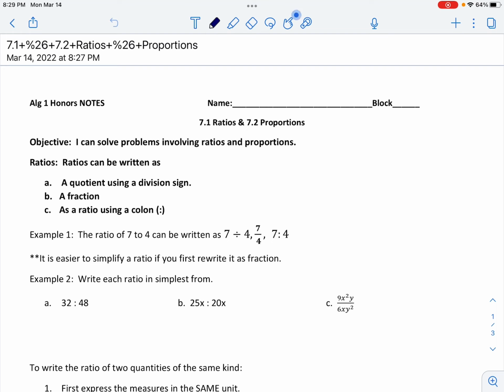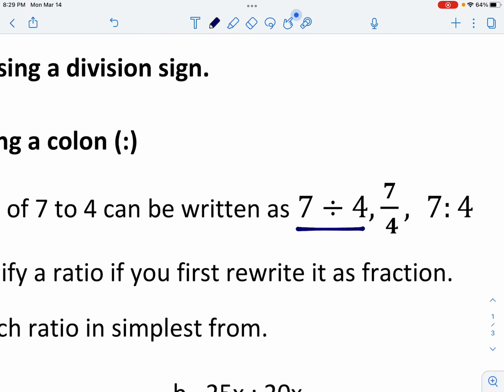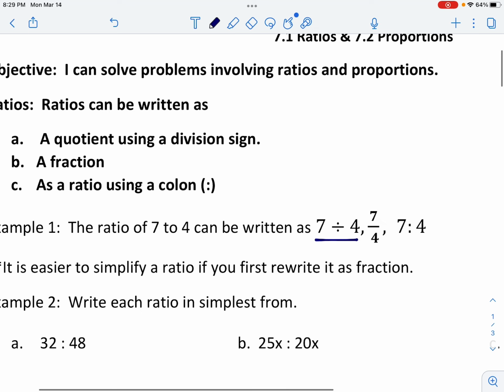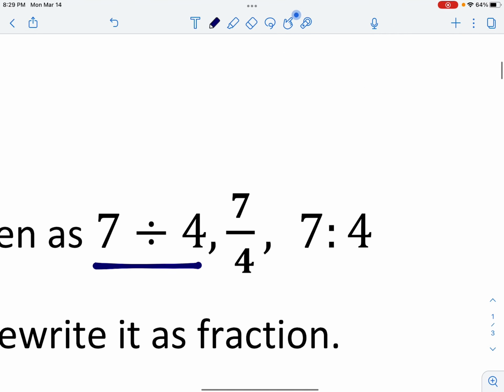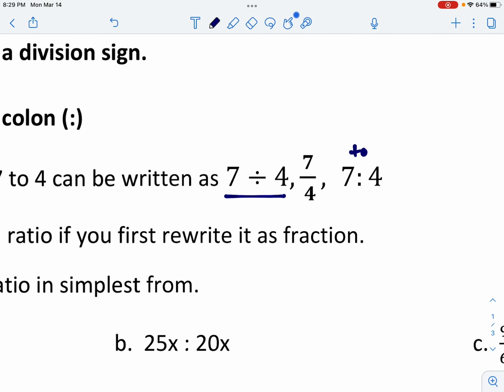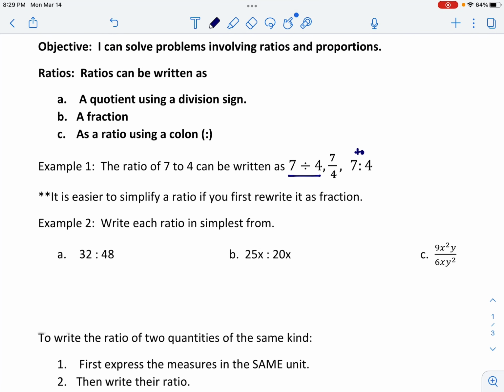So ratios can be written as a quotient using a division sign, like this. Also a fraction, so 7/4. Or as a ratio using a colon, and we say this as 7 to 4. So the colon represents the word "to." It is easier to simplify a ratio if you first rewrite it as a fraction.